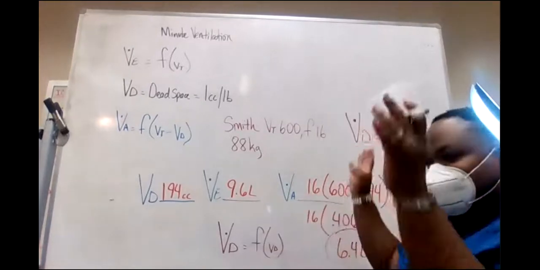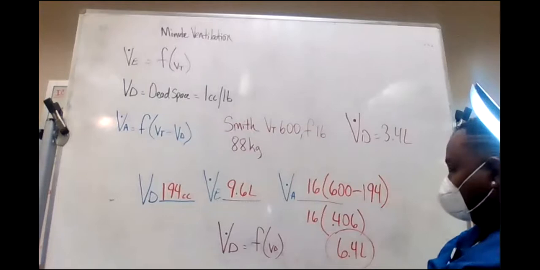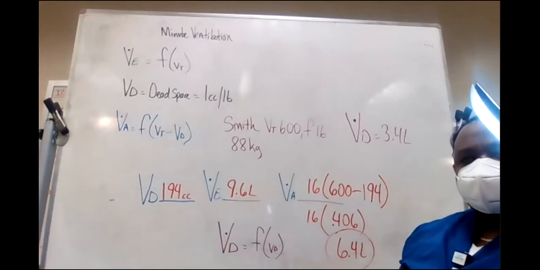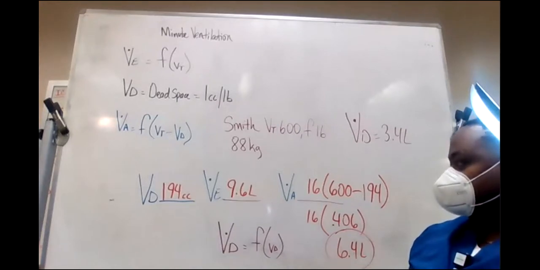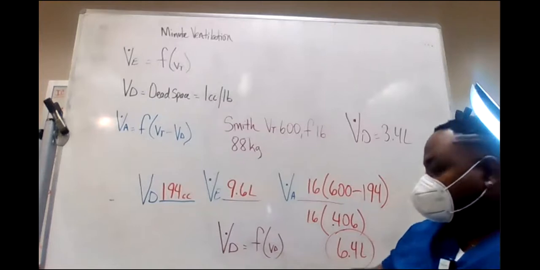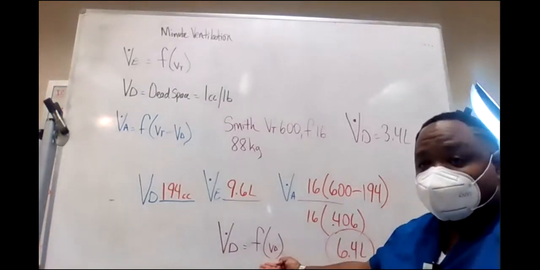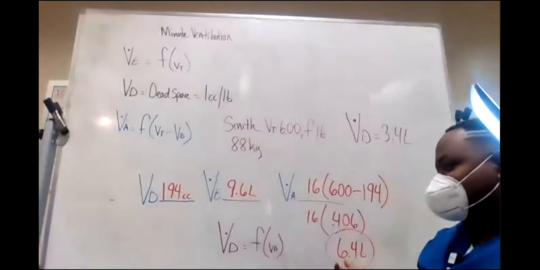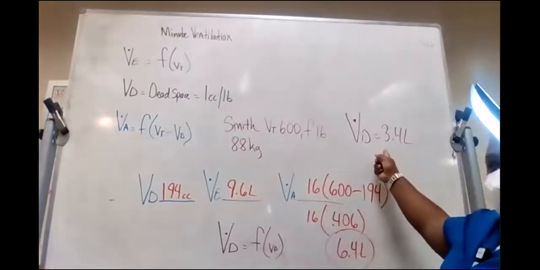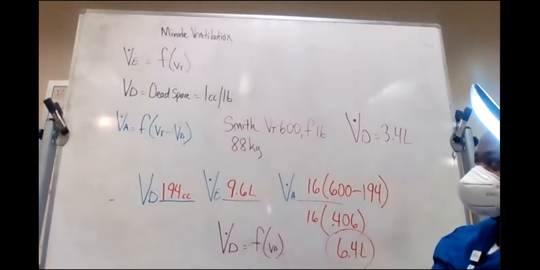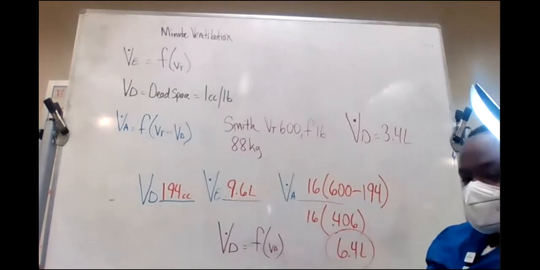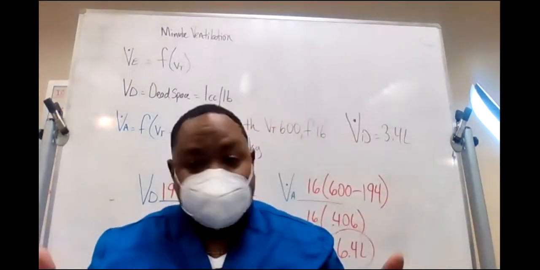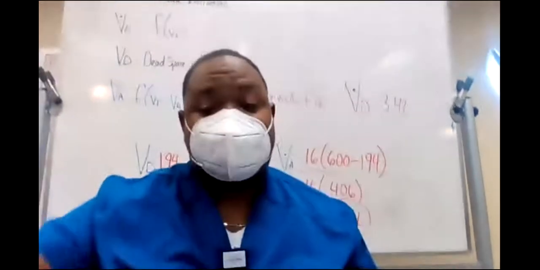3.4 of the whole thing is wasted because only 6.4 is actually participating in gas exchange. So for the dead space minute ventilation, you can work it out like this, or you can just subtract. Once I know the total and how much is only in the alveolar, I just subtract the alveolar from the total, and that's going to give me this one. All right, so dead space is wasted gas. Gas that's just simply wasted. It's not participating in any kind of gas exchange.